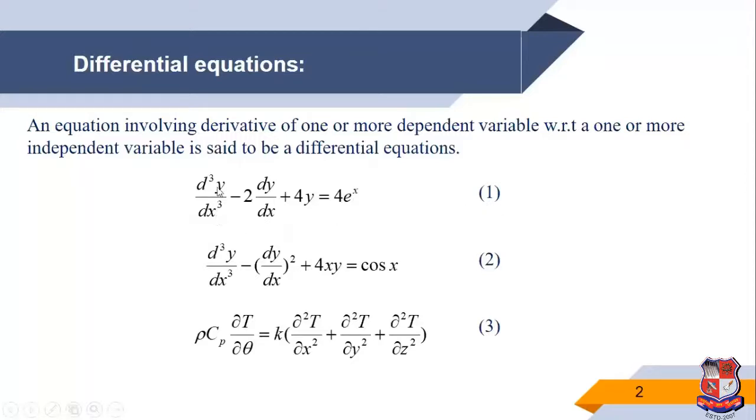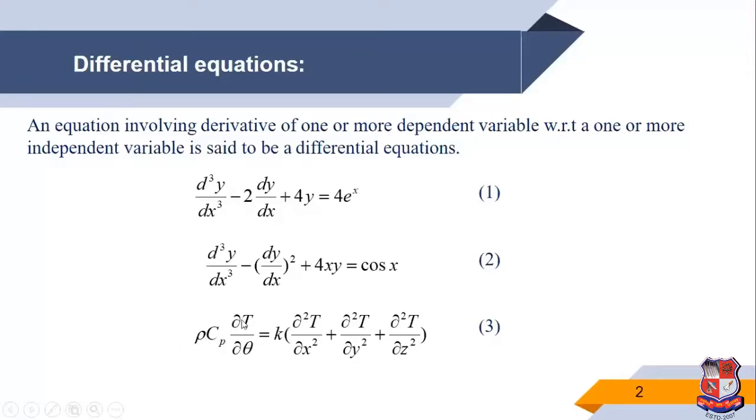So now this is said to be a differential equation. But in equation 1, there is only one dependent variable y and only one independent variable x. Now equation 2: d cube y by dx cube minus dy by dx whole square plus 4xy is equal to cos x. So again, y is a dependent variable, x is an independent variable.